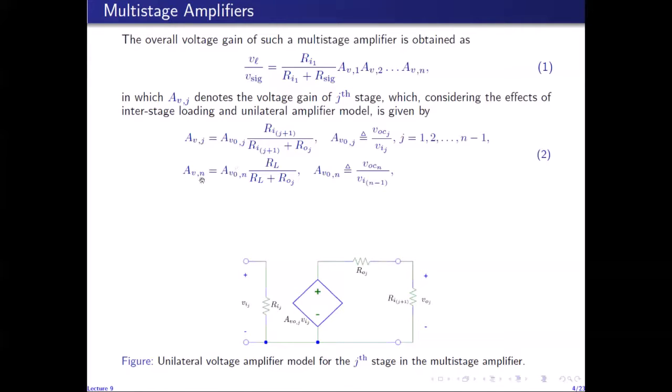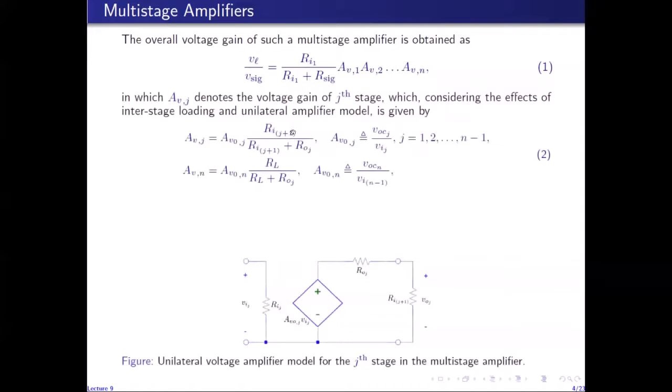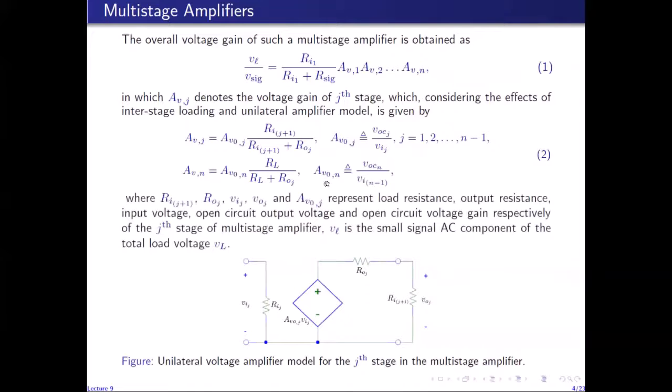I have written the gain for the nth stage separately because for the nth stage, the load is the load resistor now. There is no stage connected at the output of the nth stage. It is just the load resistor. So the load to the nth stage is actually RL. So it's actually the same expression. The only difference is that I have replaced the load with RL for the nth stage. But please keep in mind that these are valid only for the unilateral model of the amplifier.